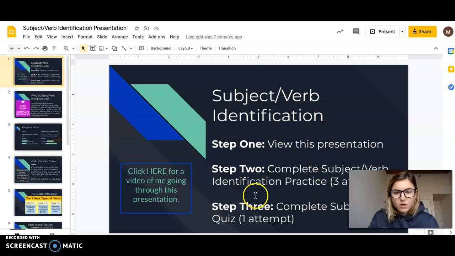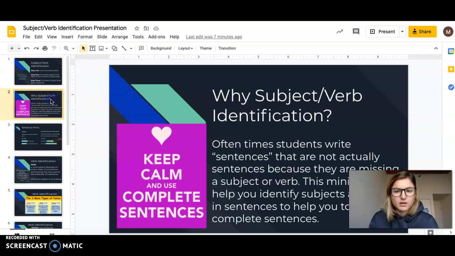So this is all you have to do here in this last week. No extra work except missing work. If you have any missing work, please just get caught up before winter break so you can come back and be ready to go. But view this presentation, do the practice, and do the quiz. So let's go through the presentation here quickly.